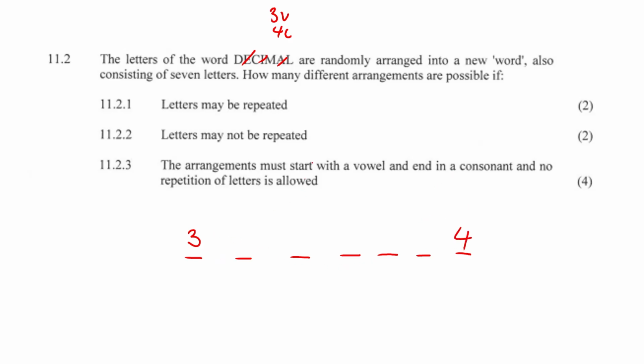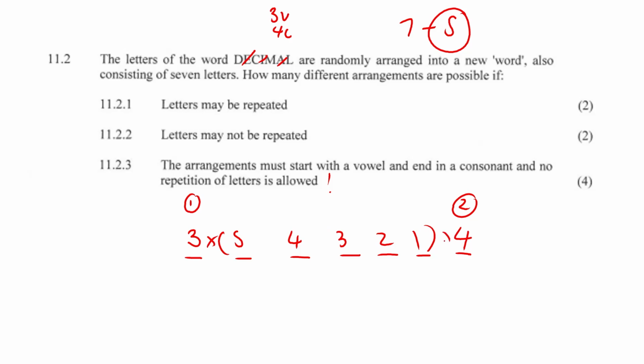And no repetition of letters is allowed. So we're going to use some kind of factorial. If repetition was allowed, then, well, no factorial. It would just be 7 times 7 times 7 times 7. But over here, since we're using one of the letters and then another one of the letters, 2 of the letters are gone. So from 7, all of a sudden there's 5 letters that we can possibly use. So it's going to be 5 times 4 times 3 times 2 times 1.